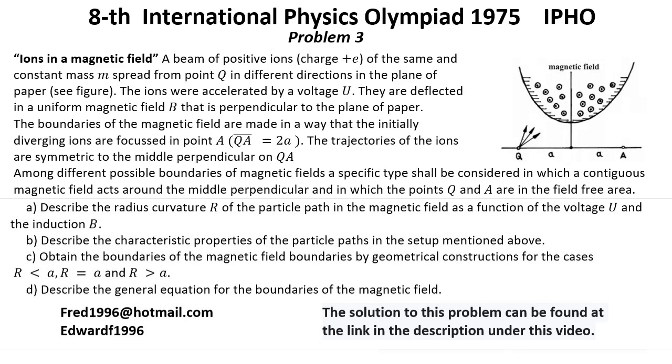Question C. Obtain the boundaries of the magnetic field by geometrical constructions for the cases R less than a, R equal a, and R greater than a. Question D. Describe the general equation for the boundaries of the magnetic field.